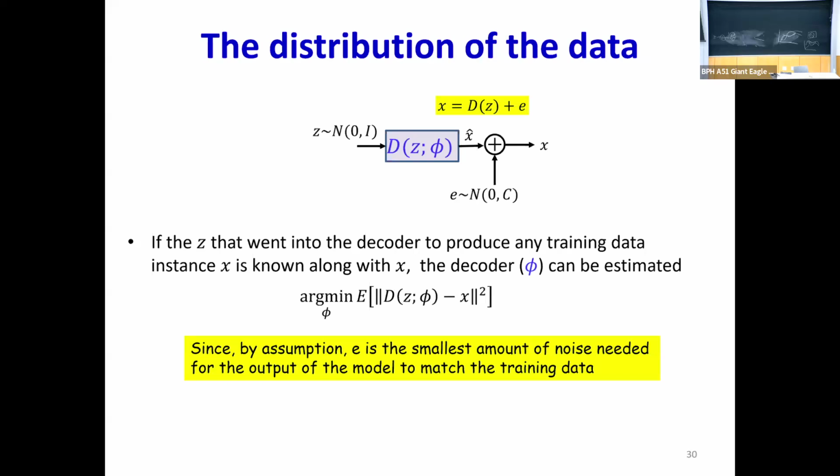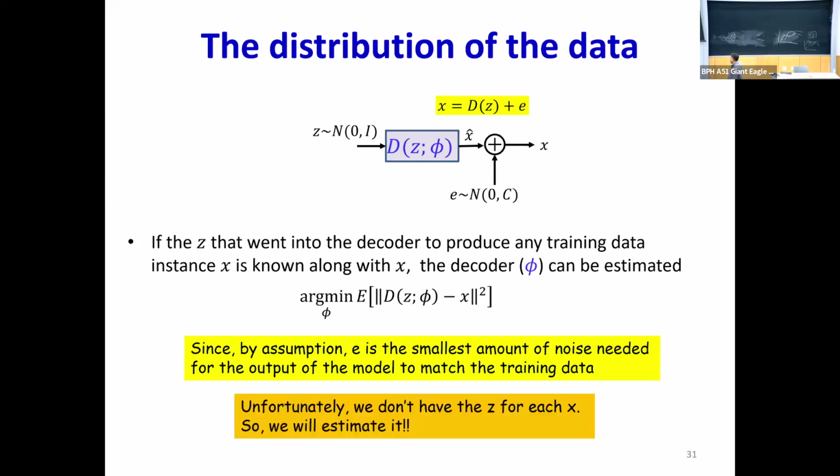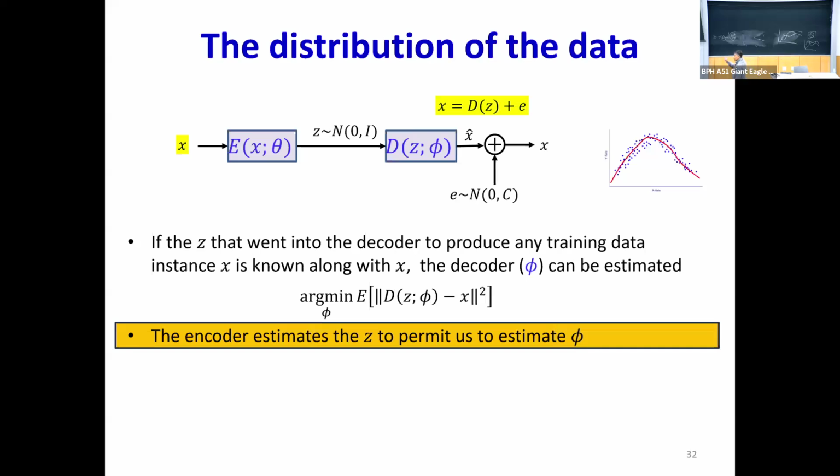But that's your answer. So because I don't have the Z, I'm going to guess the Z. For every input over here, I'm going to guess the Z. And then if I guess the Z, I have a combination of Z and X. I can pass the Z through the decoder. I get an output. And then I can minimize the error. That make sense? How do I guess the Z? We don't have the Z for each X. So that's what the encoder is doing. For each X, I'm going to guess the Z. Then I'm going to put that Z through the decoder, and then I'm going to minimize the error. Make sense to everybody?